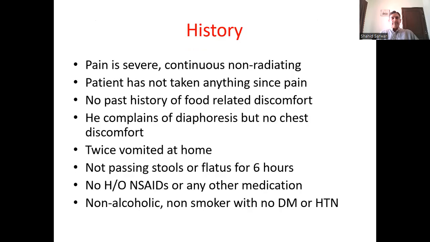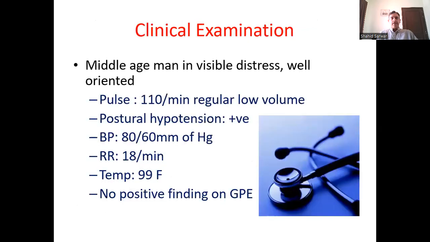What we see is that the pain is severe. It's continuous, non-radiating, and he hasn't taken anything for the last 6 hours since he's been having the pain. There is no past history of food-related discomfort. He complains of diaphoresis, but there is no chest discomfort. He had vomited twice at home and has not passed any stool or flatus for the last 6 hours. There is no history of NSAIDs, any other medication, diabetes, or hypertension. These are not there in his history.